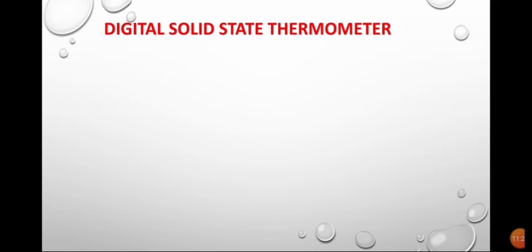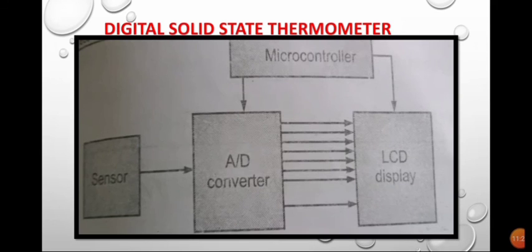So let us move towards the digital solid state thermometer. So let us see the block diagram. Again the block diagram is like this. Here you have the sensor and analog to digital converter. Here you are using the analog sensor. Here is the LCD display, and a microcontroller is used for the conversion process and for displaying purpose. The microcontroller controls both the parameters. The sensor senses the analog temperature. This block converts that analog temperature to digital form, and that digital data will be displayed on your LCD display, and this process will be controlled by this microcontroller.